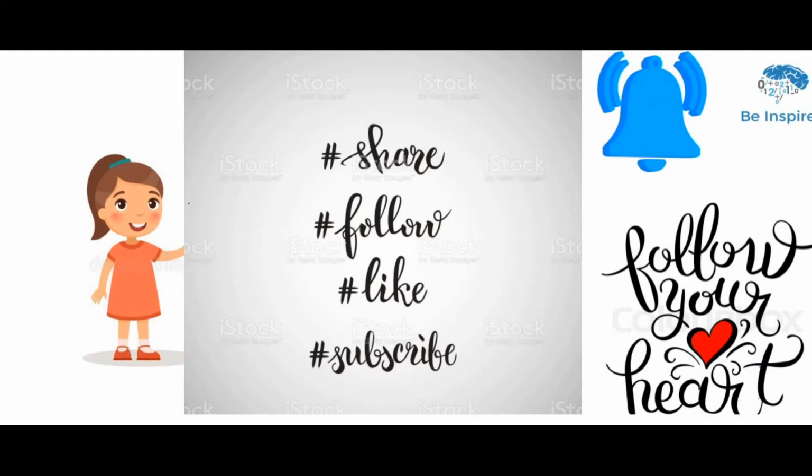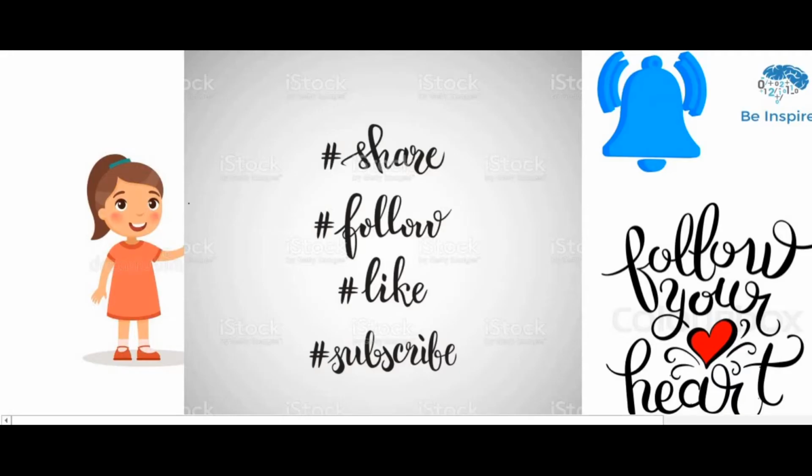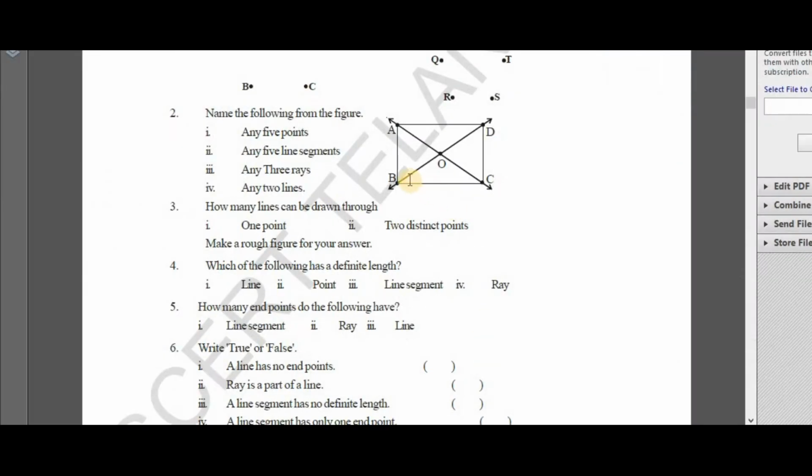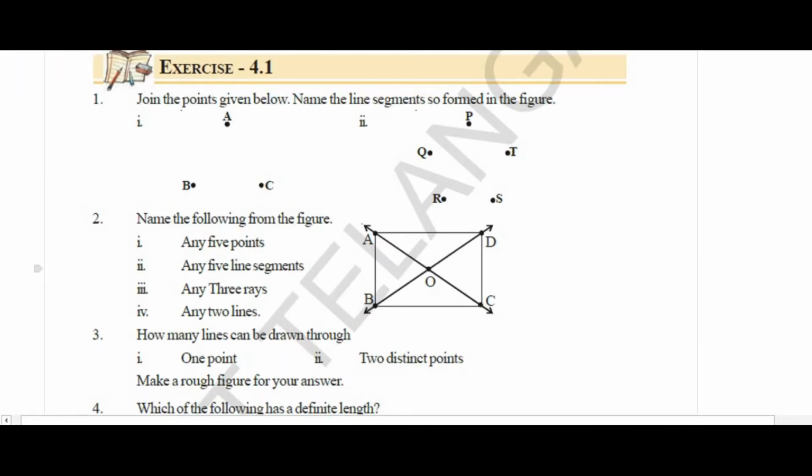Now all of you open your maths textbooks. So students, here is our exercise 4.1. So we are going to start writing exercise 4.1 today. Okay students? So everyone open your maths textbooks. I forgot to say the page number, 1 second. Students, page number 58, and you'll get this exercise 4.1.